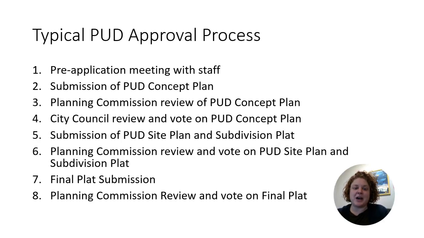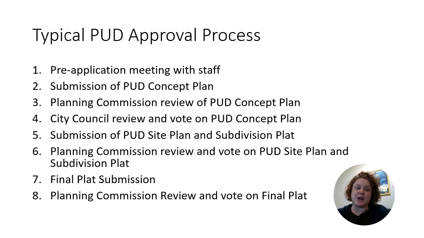The typical PUD approval process starts with a pre-application review with staff of the requirements, submission of what is called a concept plan or sometimes a preliminary PUD plan follows. This plan is reviewed by the Planning Commission and City Council or City Commission. Approval of this plan is approval of a special exceptions permit or, in some cases, an overlay zone.